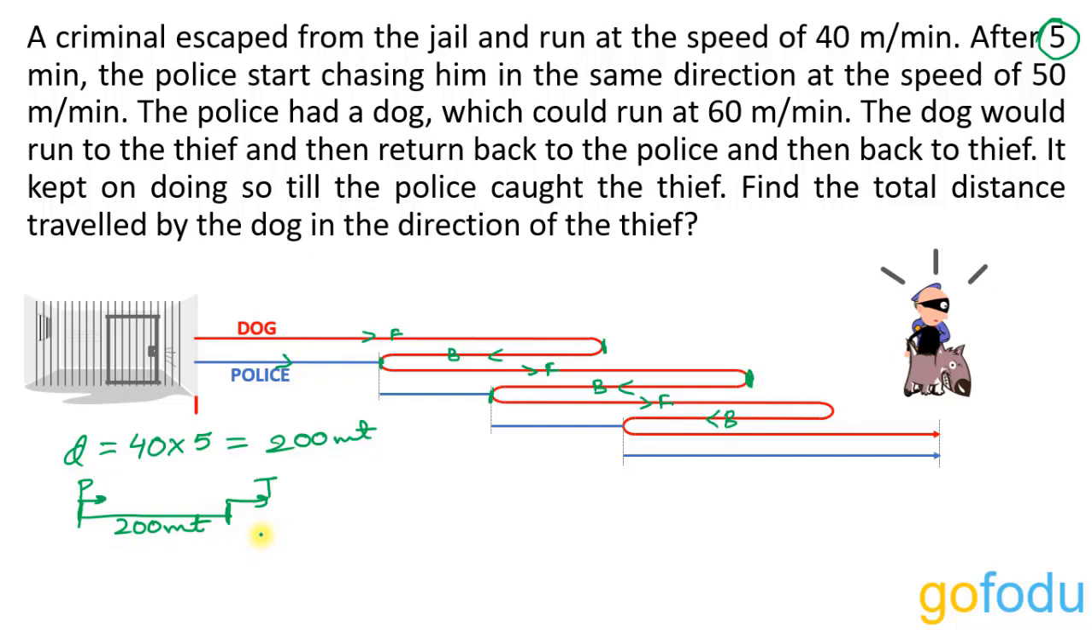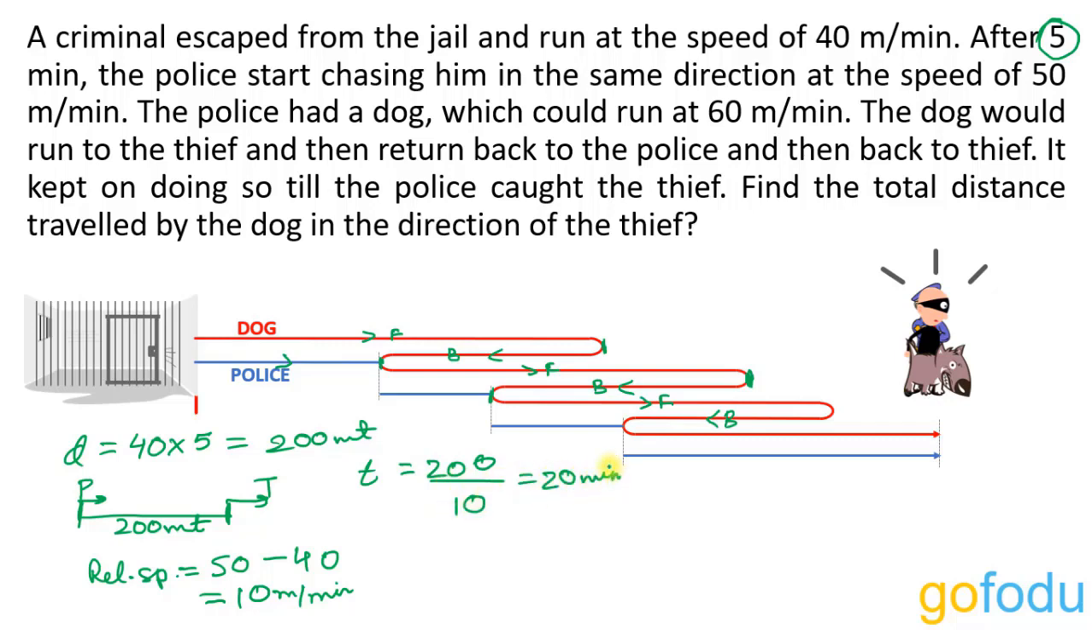The relative speed of the police and the thief would be the speed of police, that is 50, minus the speed of thief, that is 40, so 10 meters per minute. These speeds are subtracted as they are running in the same direction. So time taken to meet will be the initial distance 200 meters upon the relative speed, that is 10. This is 20 minutes. So from the beginning of the chase till the thief gets caught, the total time gone by is 20 minutes.